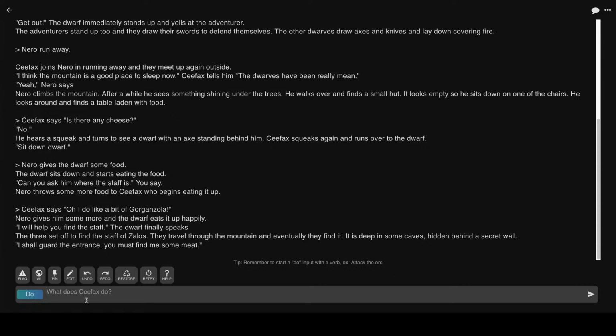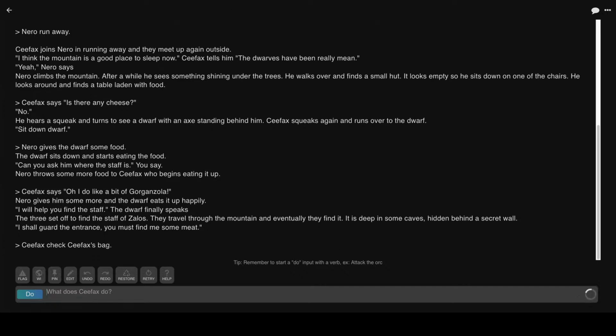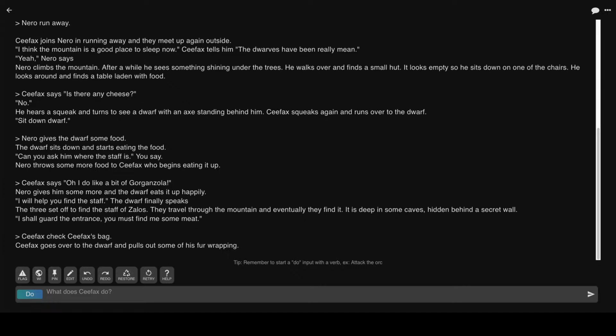But what I'm going to do, I'm going to check my bag, because you never know what tools we might have. Ceefax checks Ceefax's bag. Excellent. It doesn't really do well with ownership of things. But Ceefax goes over to the dwarf and pulls out some of his fur wrapping.